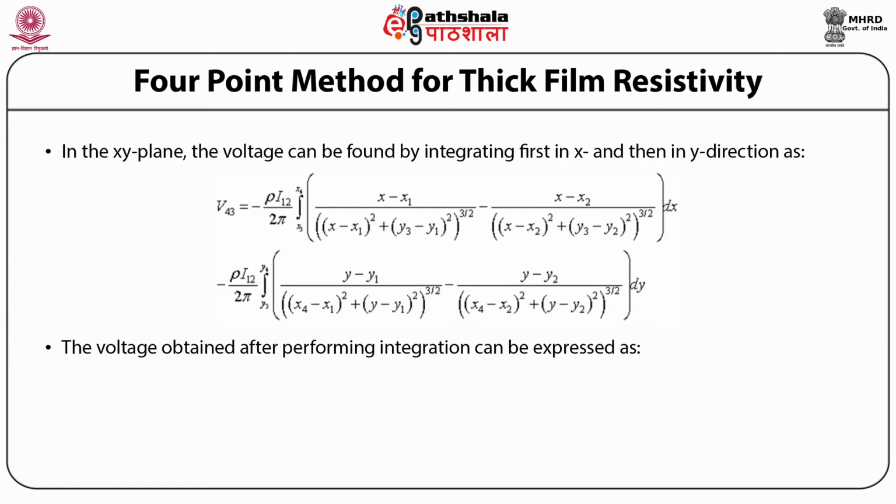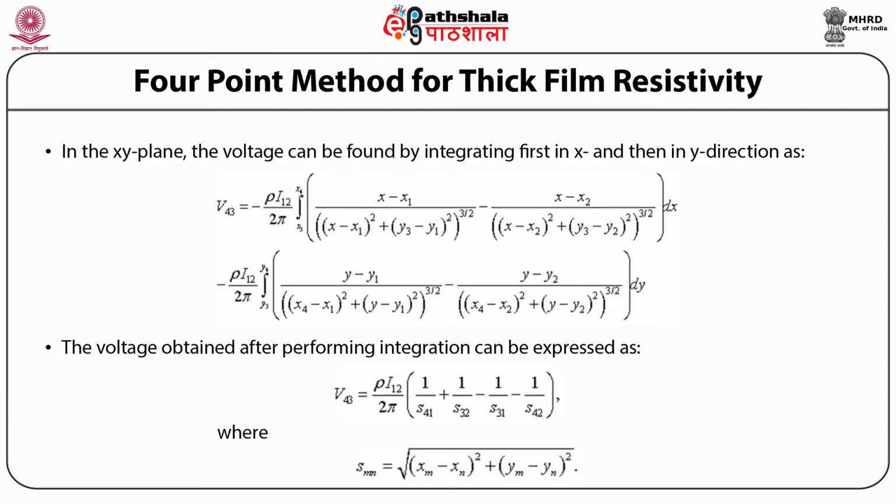The voltage obtained after performing integration can be expressed as V43 equals rho I12 divided by 2 pi into 1 divided by S41 plus 1 divided by S32 minus 1 divided by S31 minus 1 divided by S42, where Smn equals the square root of (xm minus xn) squared plus (ym minus yn) squared.